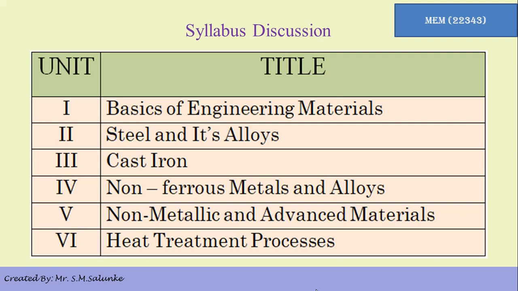In cast iron, we'll go through how cast irons are made, why they are so important, how they are different from other materials like steel or its alloys, where they should be used, and what their applications are. Next, non-ferrous materials and alloys. Here we'll go through the non-ferrous metals and alloys. Non-ferrous metals are nothing but metals which are not attracted to a magnet, that don't have magnetic properties, and don't have iron present inside them.